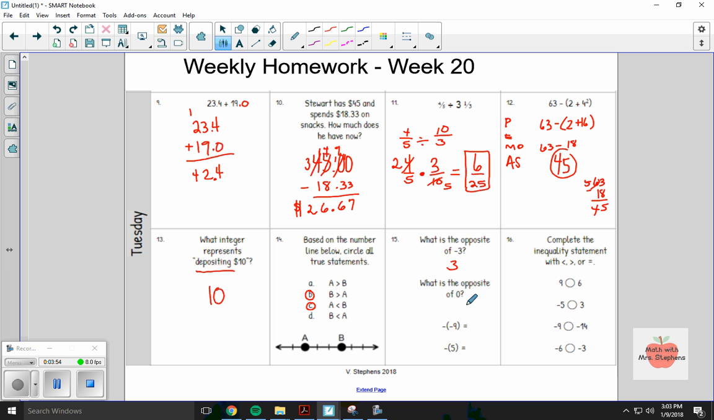Number 15, the opposite of -3 is 3. The opposite of 0, remember 0 is its opposite. We read these examples like the opposite of -9 is 9. The opposite of 5 is -5.